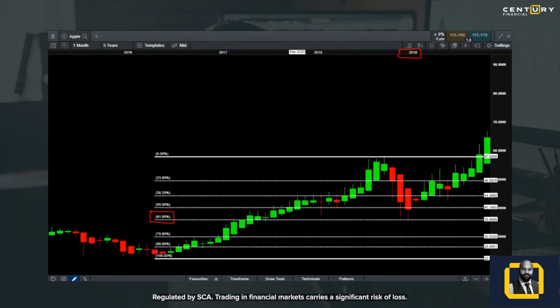Now, yes, this does look magical. So that means every time it comes to 61.8 and you invest, you will definitely make money? No, that is not what I'm saying. In this case, I have chosen Apple, which has shown a consistent pattern of 61.8 working for it. There are a couple of products.